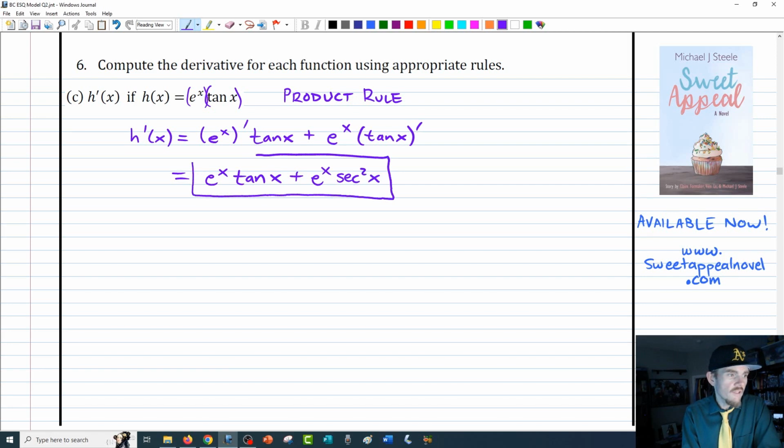I would say this is a perfectly great final answer. But, of course, I can see a really clear common factor of e to the x. So it'd be nice to factor that out. And when you do, you get tangent of x plus secant squared of x.